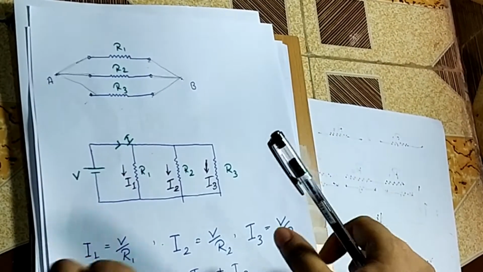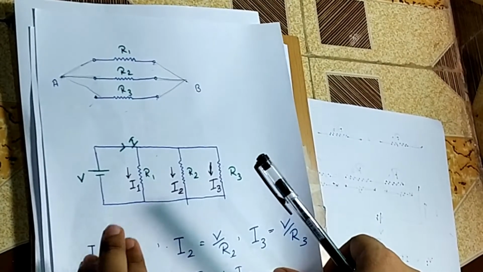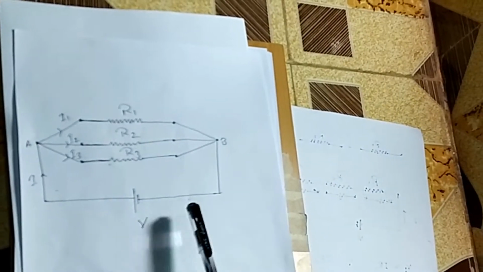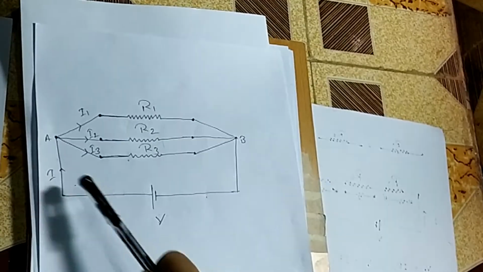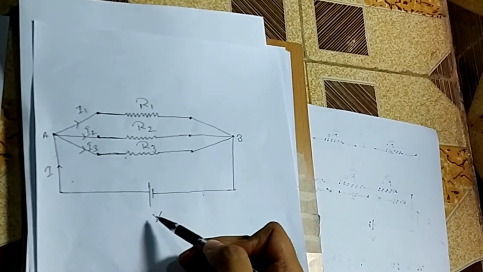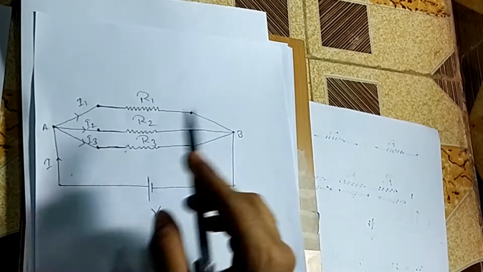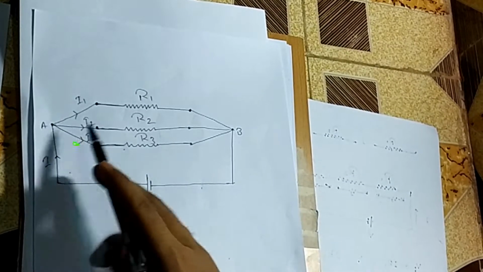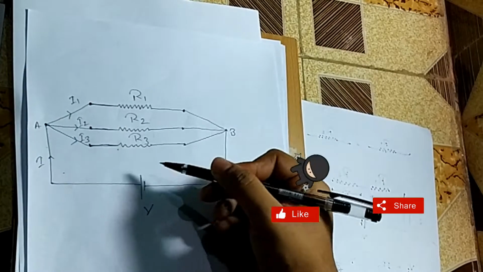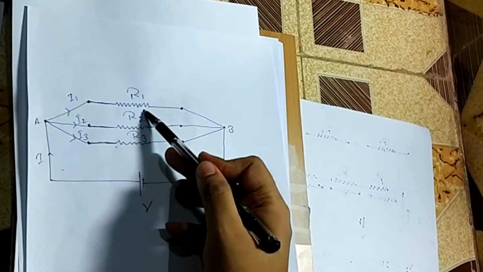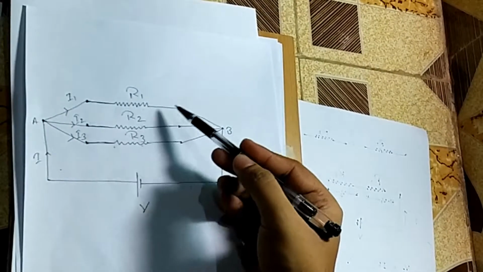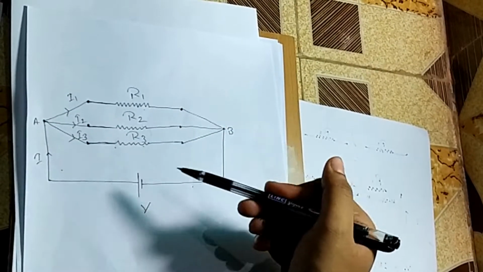Now I am going to apply a voltage source across A and B. So here I am applying a voltage source V across A and B. This voltage V will appear across points A and B. As points A and B are common to R1, R2 and R3, the same amount of voltage will drop across R1, R2 and R3. So in a parallel connection, the voltage drop across each element will be the same.